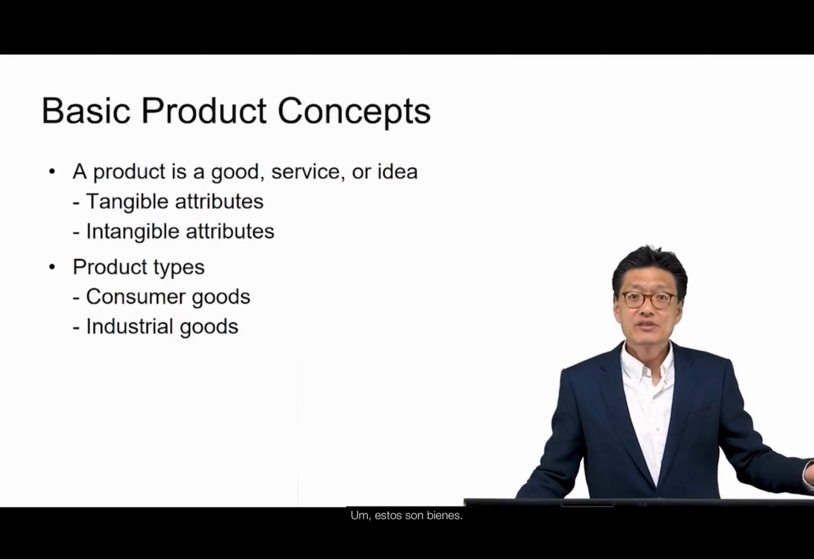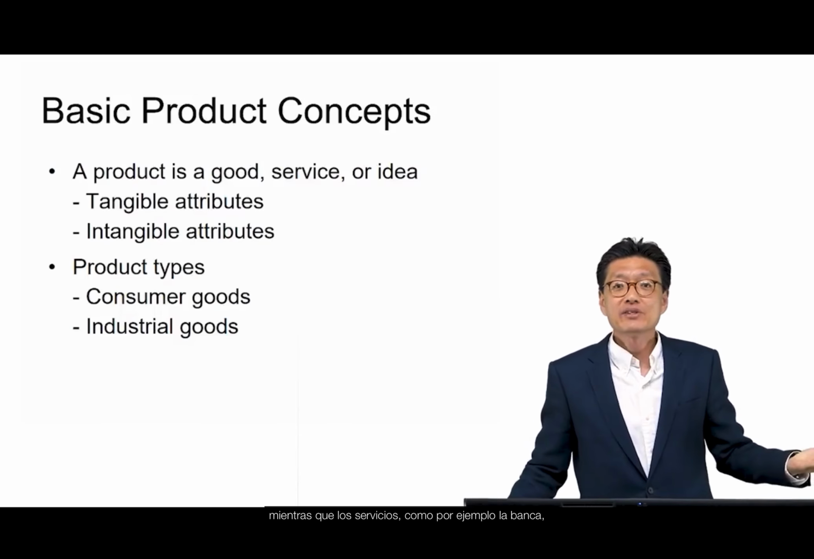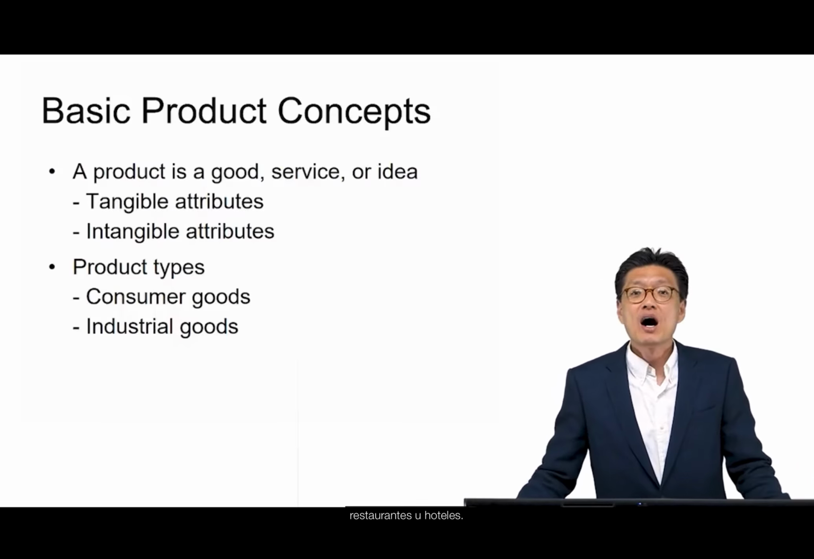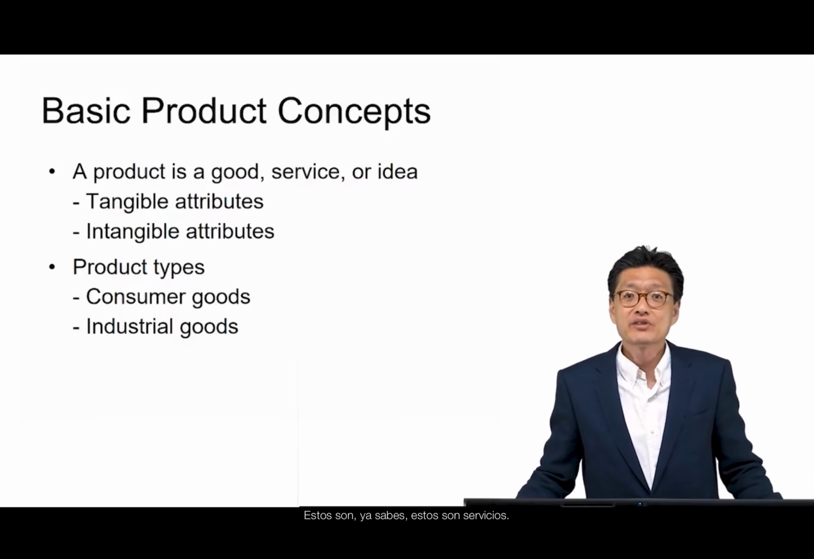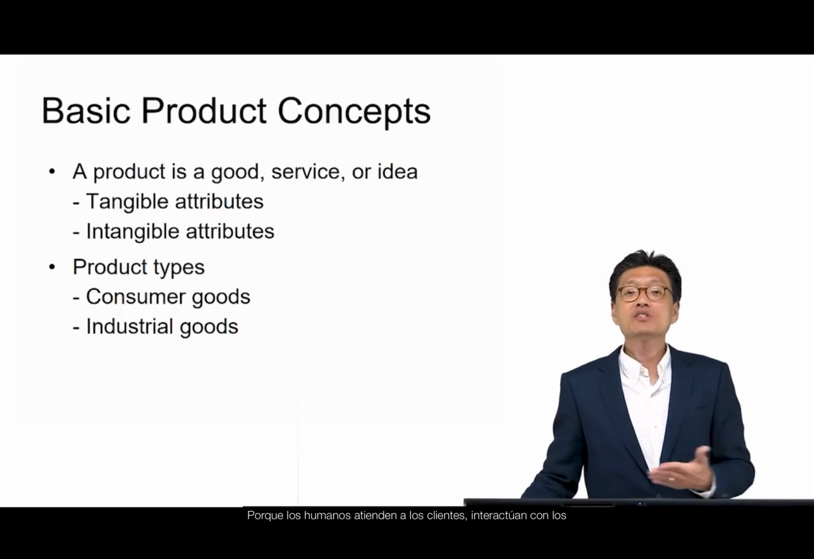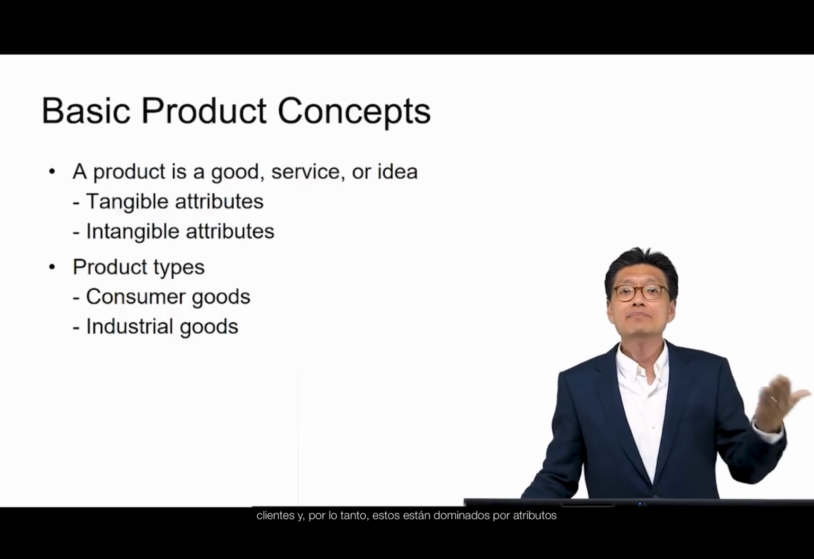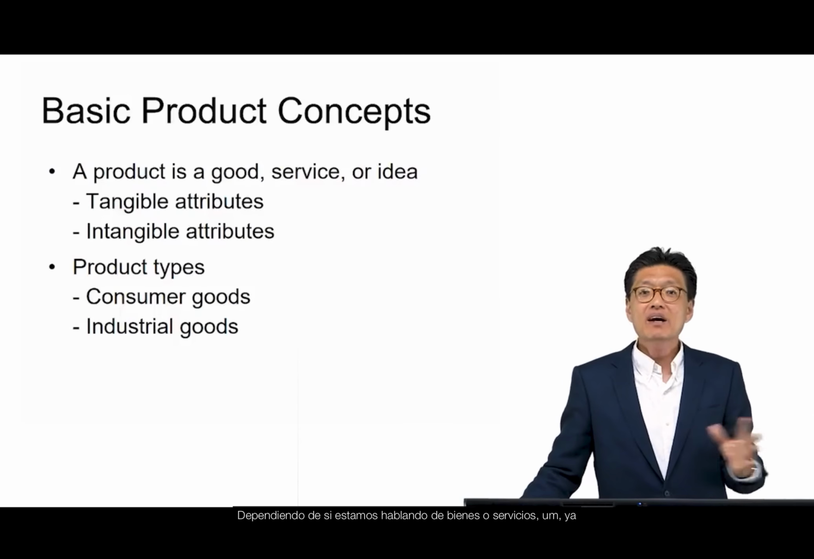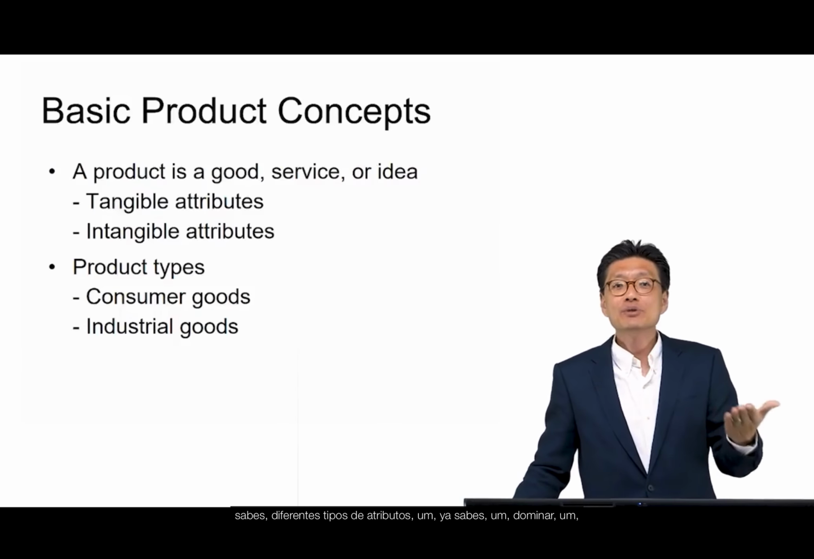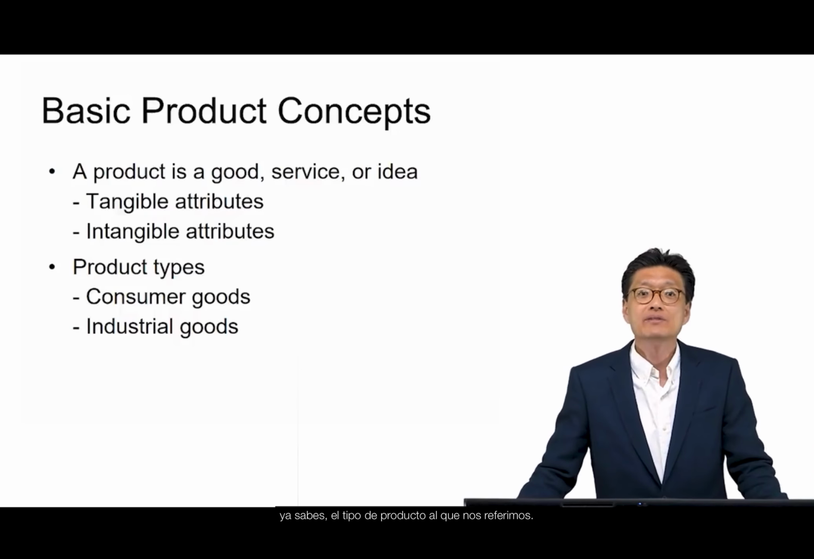These are goods. So these are dominated by tangible attributes, whereas services, so for instance, banking, or restaurants, or hotels. These are services. The hospitality industry. These are all services. So these have to do with the human element, right? Because humans serve customers. They interact with the customers. And therefore, these are dominated by intangible attributes. So depending on whether we're talking about goods or services, different types of attributes dominate the type of product that we're referring to.